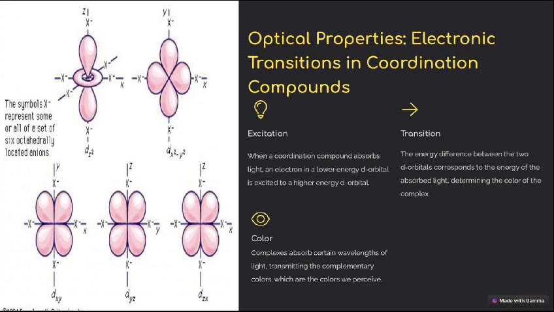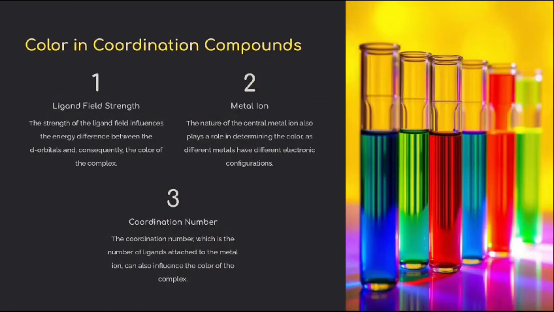Color: complexes absorb certain wavelengths of light, transmitting the complementary colors, which are the colors we perceive. Color in coordination compounds. Ligand field strength: the strength of the ligand field influences the energy difference between the d orbitals and, consequently, the color of the complex.